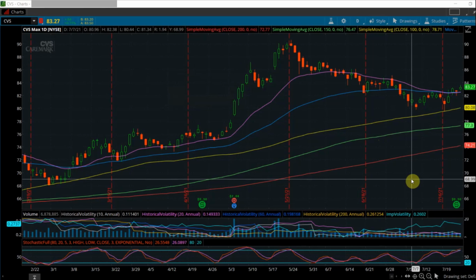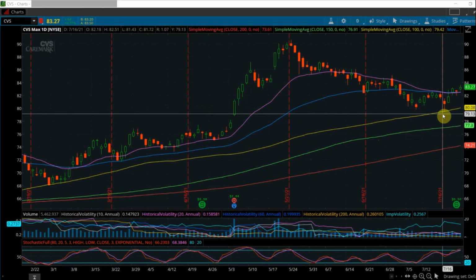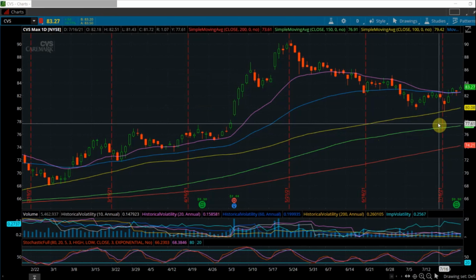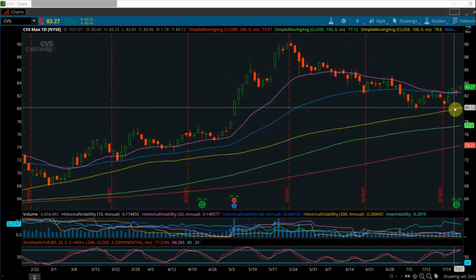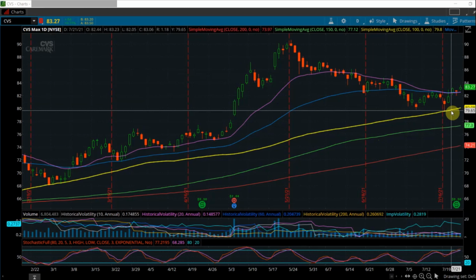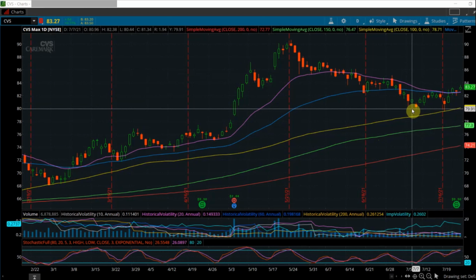So for this particular demo on Thinkorswim, I'll be using the stock CVS. If you take a look at the daily candlestick chart of CVS, we have to identify the key support and resistance level. Looking at the candlestick chart over here, you can see that the support level, I would say, is hovering around the $79, $80 mark. So you can see here that this has been a strong support level.